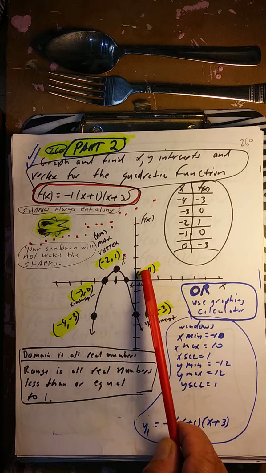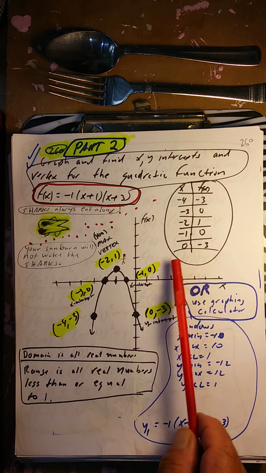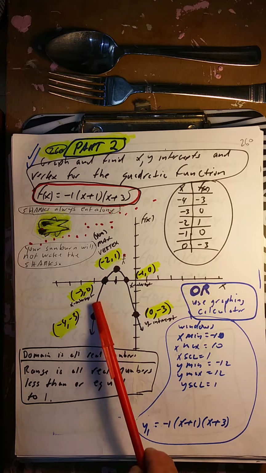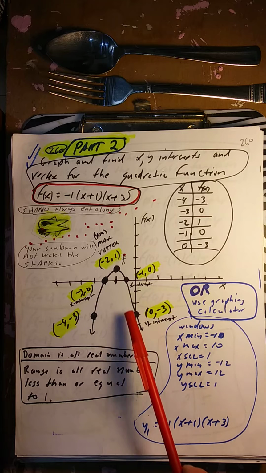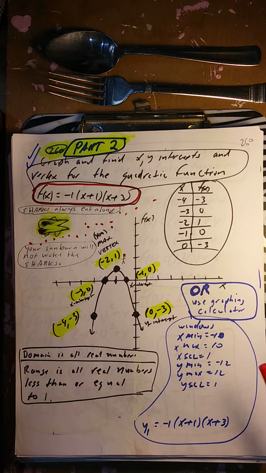-2 and up 1. -1, 0. And 0 and -3. So we have all the points. Graph the quadratic. This time it's open down. So let's see what we know.